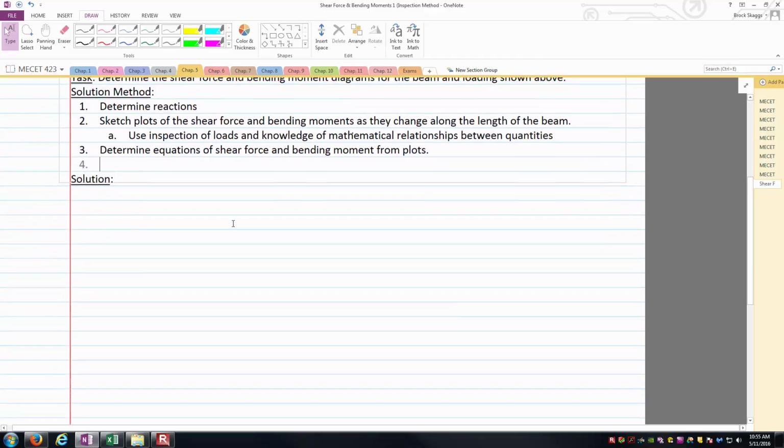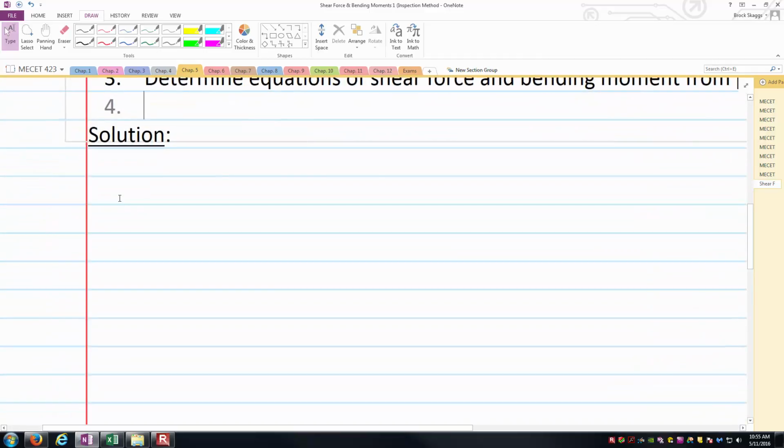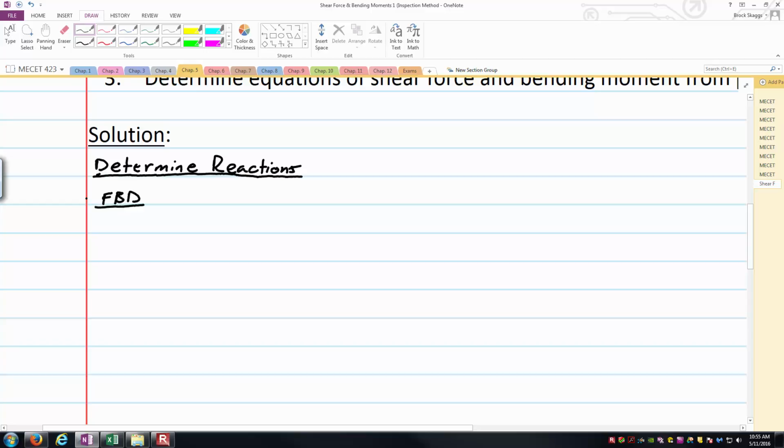First off, item 1 is determine reactions here. So I'll grab my pen and get to work. Here we're going to be determining the reactions, and we're assuming this beam is in static equilibrium. The way I'm going to determine the reactions is by drawing a free body diagram of the entire beam itself. I'll just call it free body diagram.